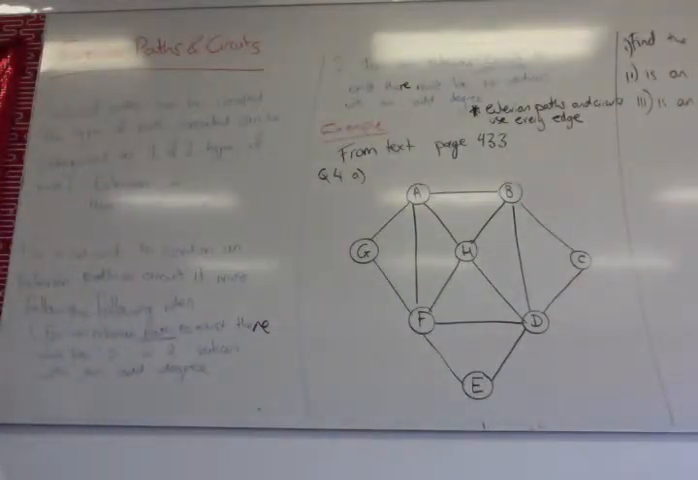Alright, so Eulerian paths and circuits, what we're looking at is a specific type of path or a specific type of circuit. So the options are you can have an Eulerian path or circuit, or you can have a Hamiltonian path or circuit. You won't like Eulerian, you'll like Hamiltonian, and you'll see why next lesson why you prefer the Hamiltonian.